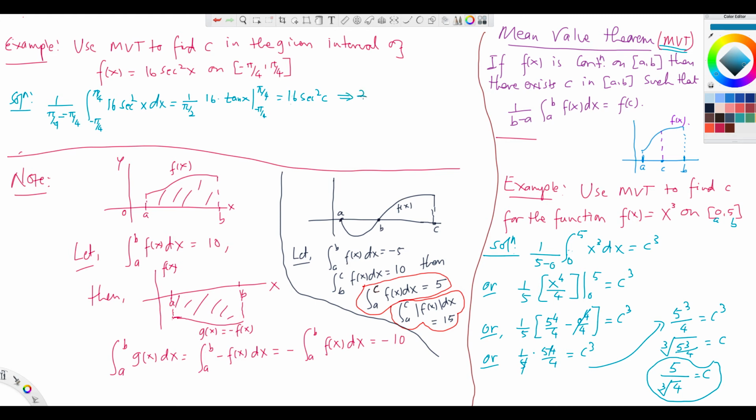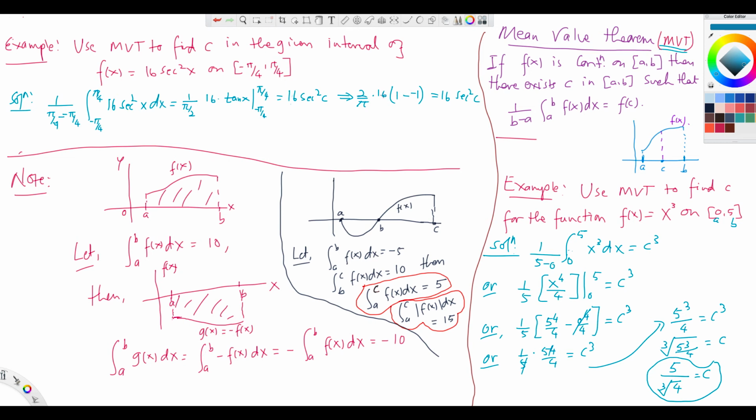This implies 2 over pi times this 16, and now plug in pi over 4. What is tangent pi over 4? Tangent pi over 4 is 1, right? And then minus tangent negative pi over 4 will be negative 1, right? So this is what you get. So this is equal to 16 secant square c.